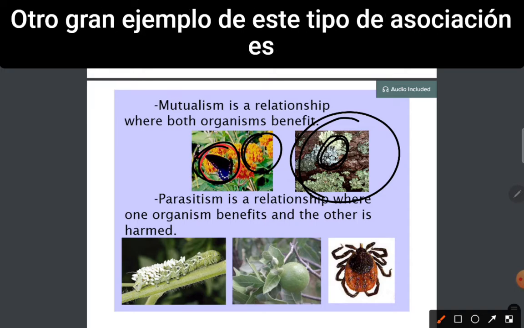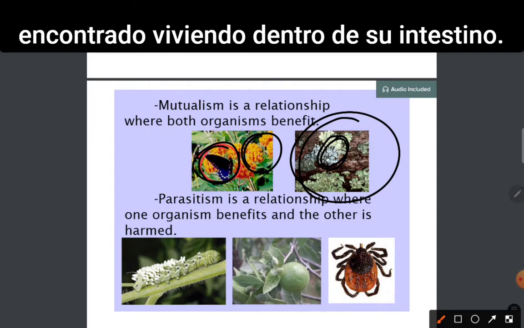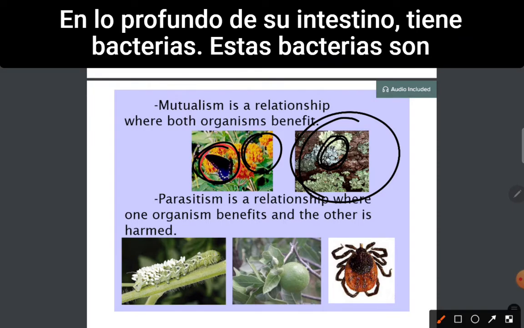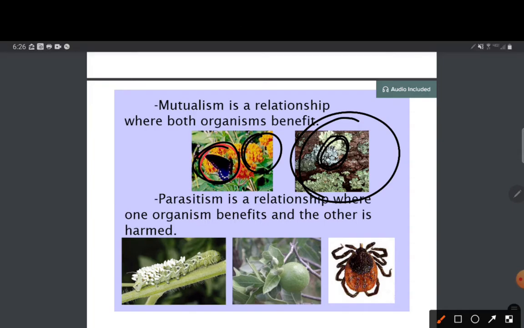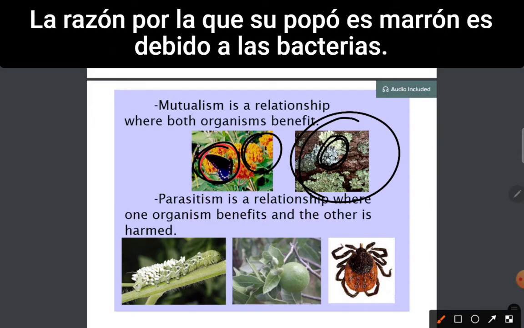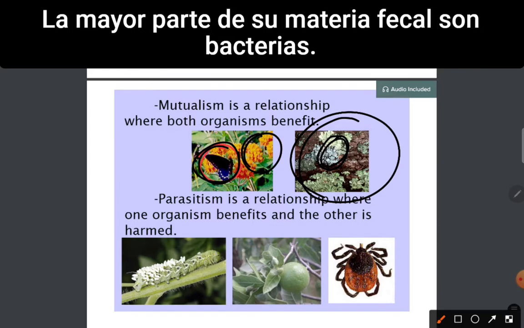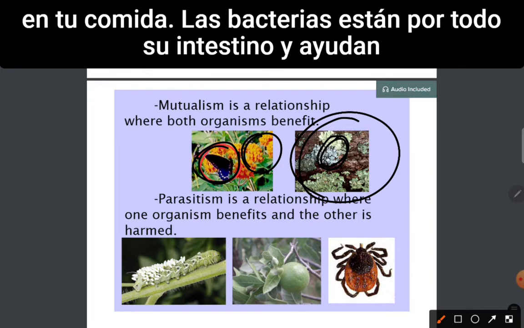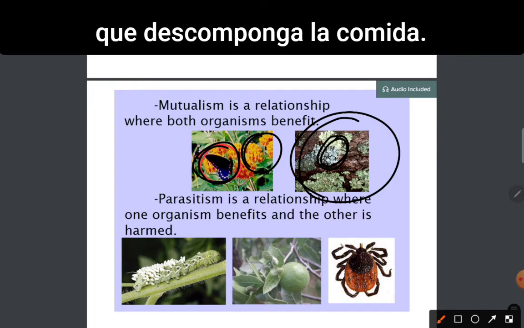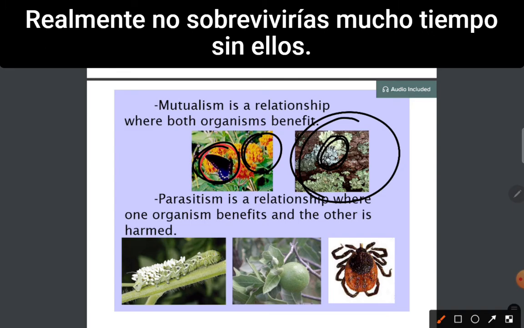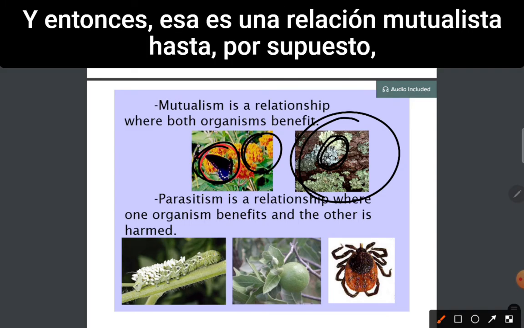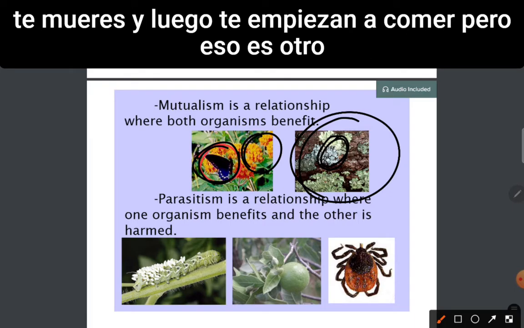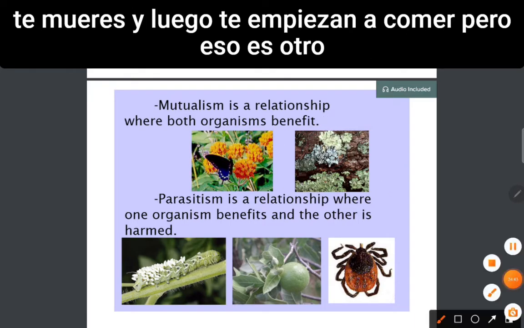Another great example of this kind of partnership is found living inside of your gut. Deep within your gut, you have bacteria. These bacteria are so prevalent. Actually, the reason why your poop is brown is because of bacteria. Most of your fecal matter is bacteria. It's dead bacteria, along with other solids that are included in your food. Bacteria are all over your gut, and they help you to break down food. You would not really survive very long without them. And so that is a mutualistic relationship. Until, of course, you die, and then they start eating you. But that's another story for another time.